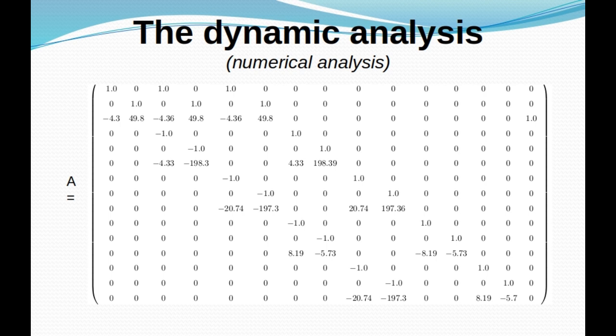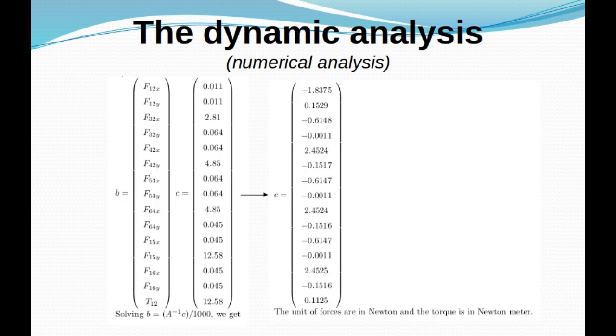You can see the matrix, which is a 15 by 15 matrix, formed from the previous set of equations. Now we take B equals A inverse C by 1000. The 1000 is for measurements. We are initially treating it in some measurement unit, and later converting it into Newton and Newton meter. As you can see here, the torque at the bottom, T12, is equal to 0.125 Newton meter.